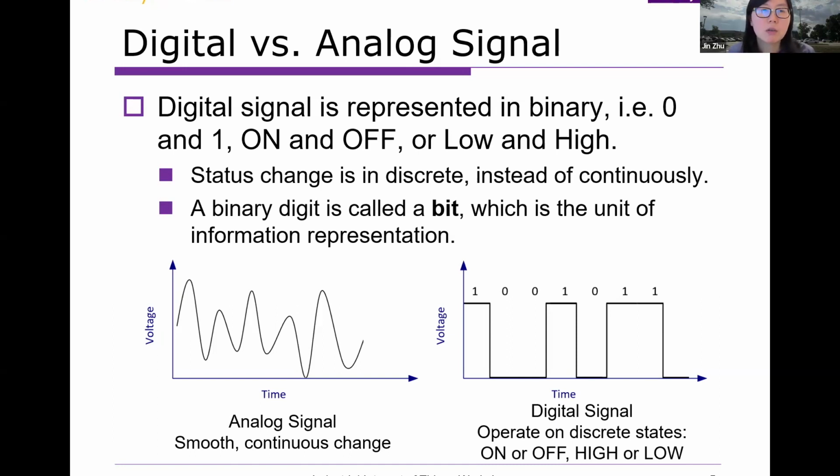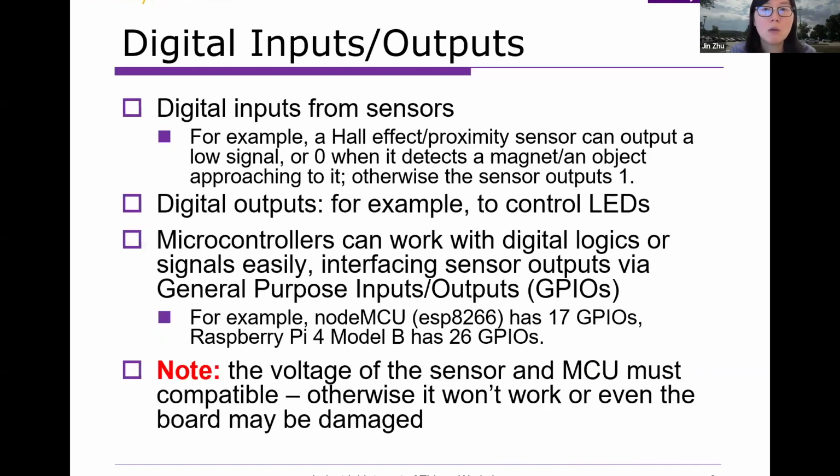For the digital signal, one typical example you can think of is a switch. You only have 2 states, on or off. On or off, nothing in between. That is the difference between those 2. For the digital inputs, some of the sensors have those kinds of digital outputs, and those can become the digital inputs to the microcontroller board. For example, a proximity sensor can output a low signal when it detects an object within its detection range, and when there's no object detected, it outputs 1. So that's a digital signal, 1s and 0s.